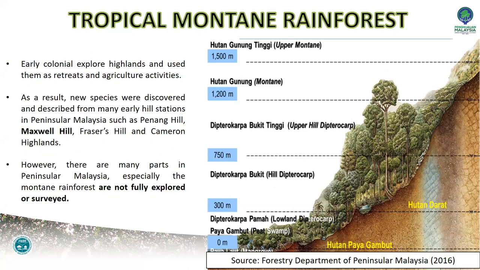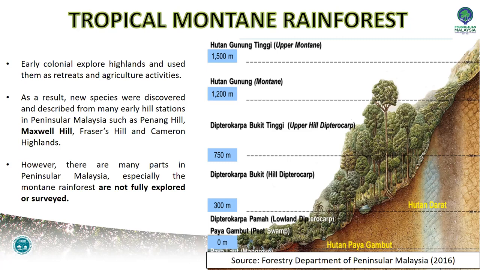Early colonial settlers in Peninsular Malaysia took advantage of the cool conditions in the highlands and used them as retreats and to carry out agricultural activity. As a result, new species were discovered and described from many early hill stations in Peninsular Malaysia, such as Penang Hill, Bukit Mendera in Pulau Pinang, Maxwell Hill, Bukit Larut in Perak, Fraser's Hill, Bukit Fraser, and Cameron Highlands in Pahang.